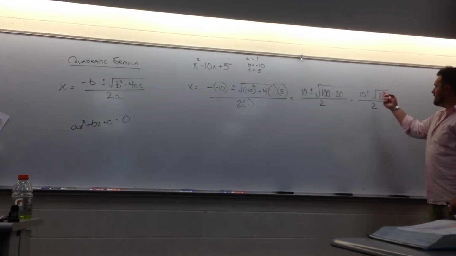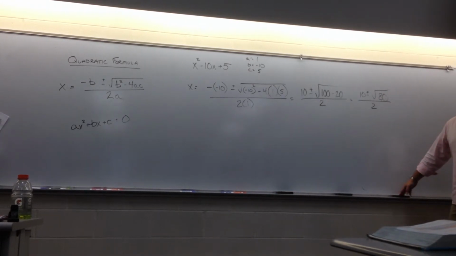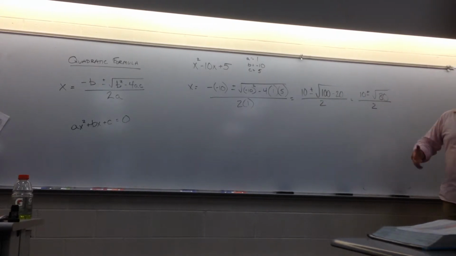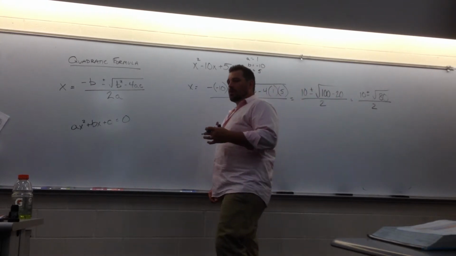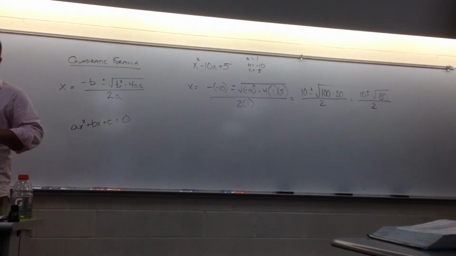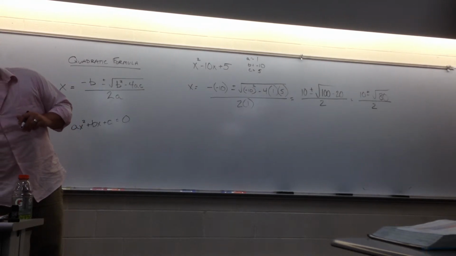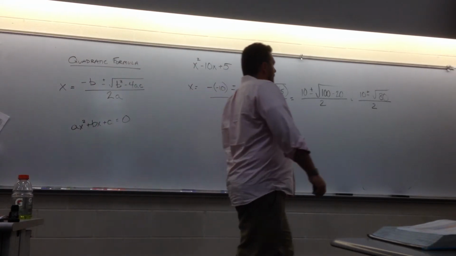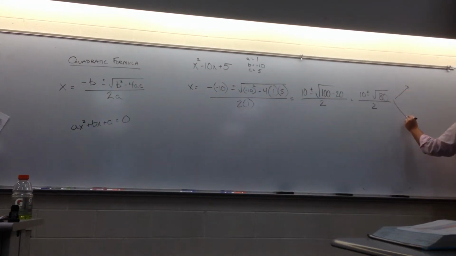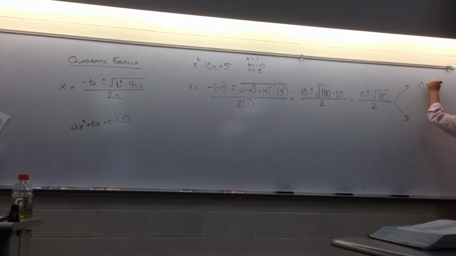Now, can I simplify the square root of 80? Okay, is it a perfect square, I guess is a better question. No, it's not. If it were 81, then I could change it to 9, but the square root of 80 is not a perfect square. So what we want to do, in a situation like this, is we need to split it at that point. Okay? So what I have is 10 plus the square root of 80 over 2, and I have 10 minus the square root of 80 over 2.